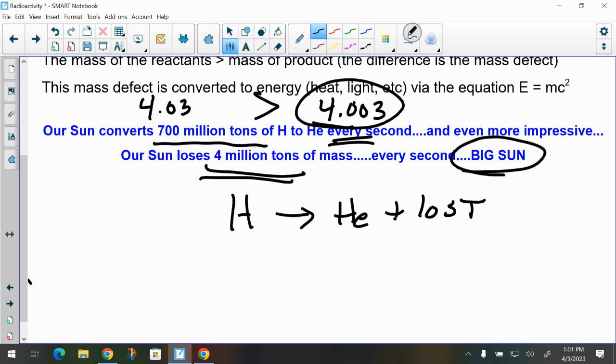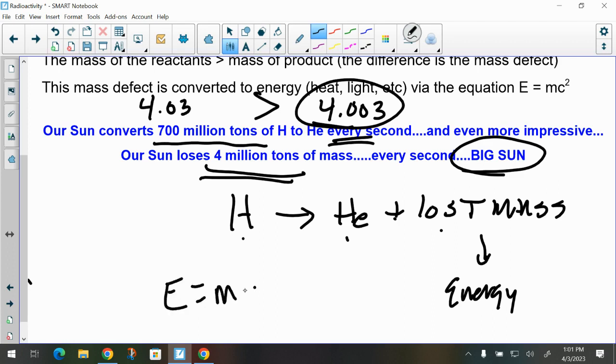It can lose millions of tons every second and still keep on shining for billions of years. So it's massive. What happens is that the conversion of hydrogen into helium actually creates lost mass, and that lost mass is turned into energy via the equation E equals mc squared. And this is the lost mass.